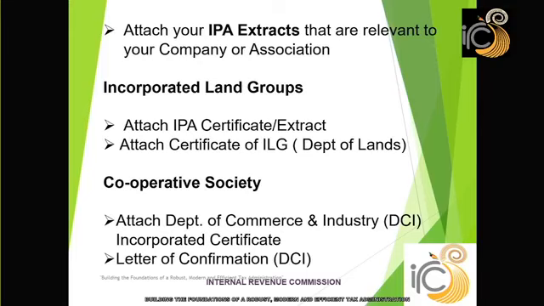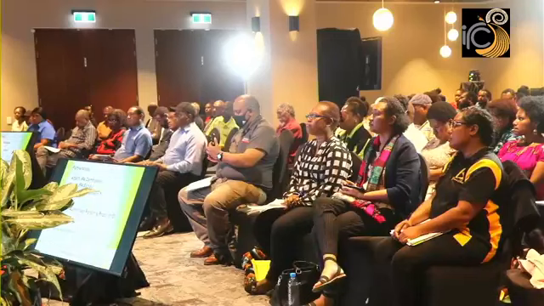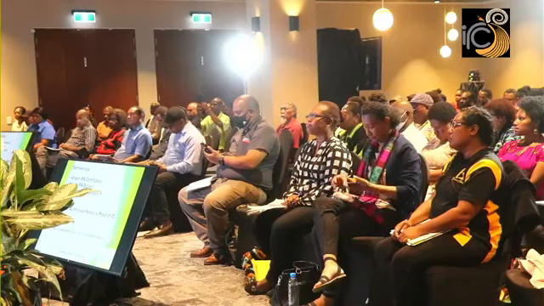If you have a land group that you've registered, again you attach the IPA certificate and the ILG certificate, that's from the Department of Lands. For a cooperative society, you attach the certificate of incorporation and a letter of confirmation from the Department of Commerce and Industry, like was mentioned by the presenter this morning. They give that confirmation letter together with the cooperative's incorporation certificate from the Cooperative Society Department of DCI. Partnerships: you attach your IPA certificate, extract, and a partnership agreement, if in a partnership.